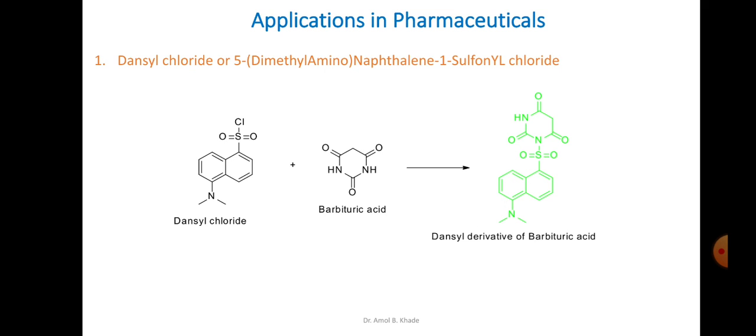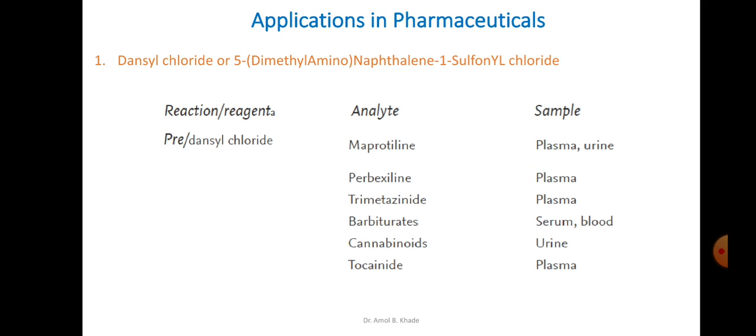of barbituric acid, and this derivative is colored and fluorescent in nature, whereas the barbituric acid or the barbiturates are non-fluorescent. So this is how, by chemical derivatization, this is referred to as chemical derivatization. By taking some chemicals, for example here dansyl chloride, we have converted the non-fluorescent substance into a fluorescent substance, and then this fluorescent substance can be quantified with great ease with fluorescence spectroscopy. So this is basically a dye, dansyl chloride is the dye.